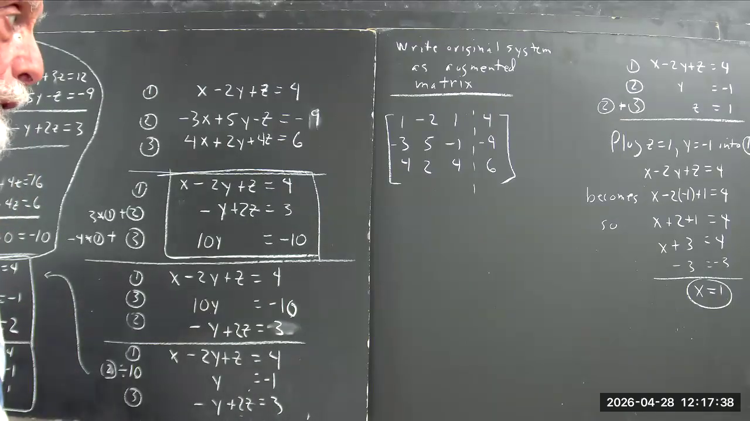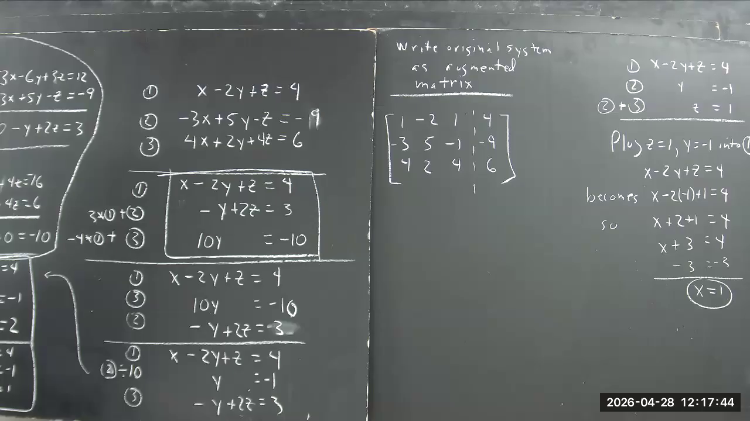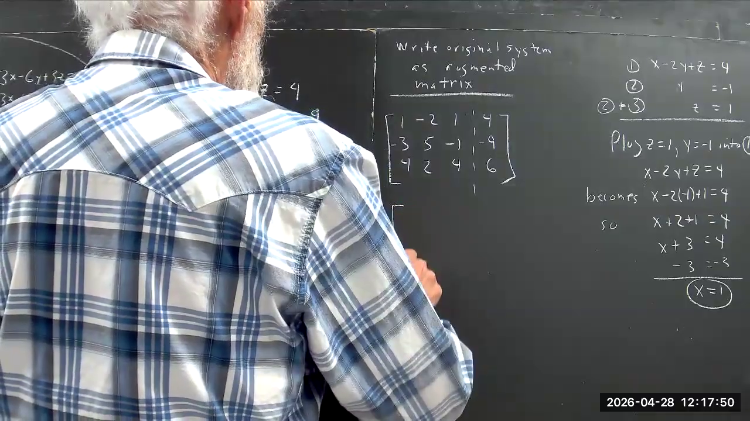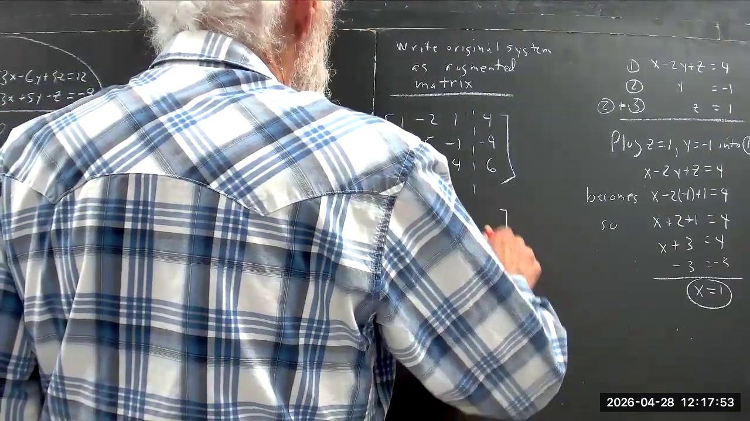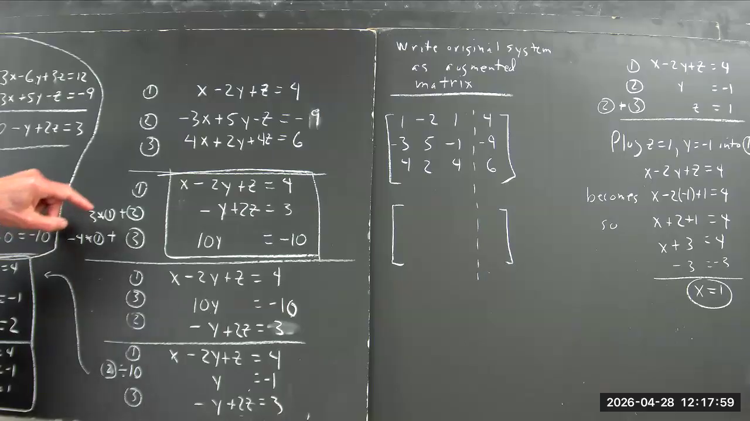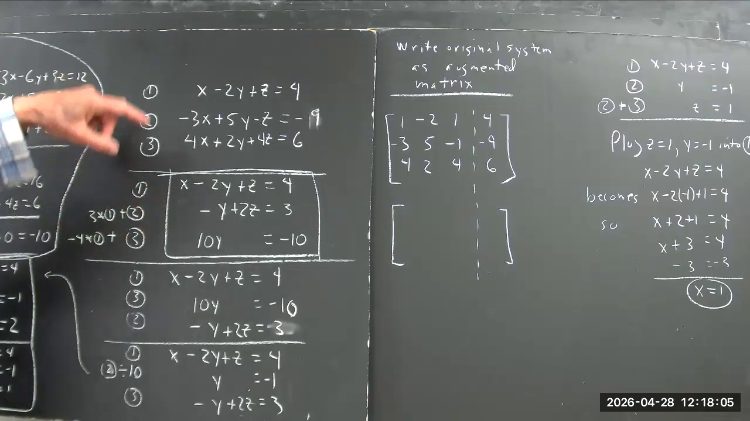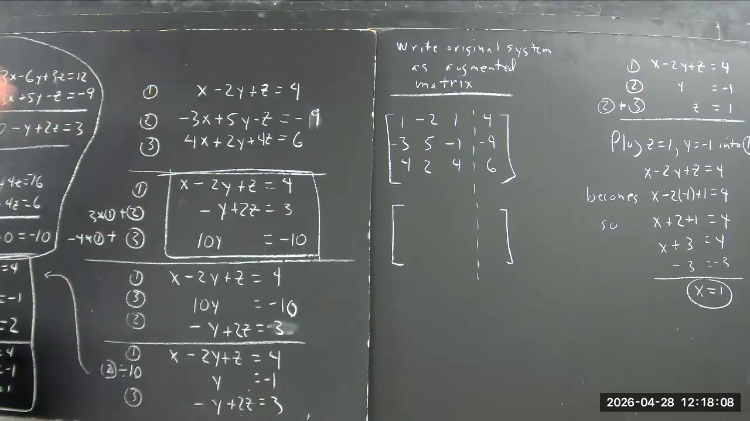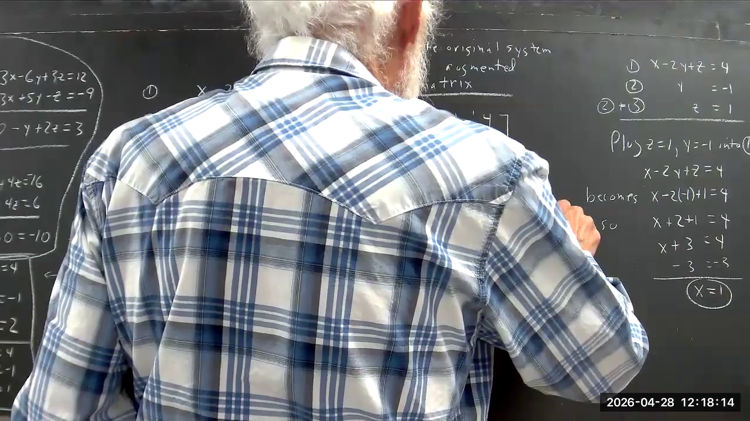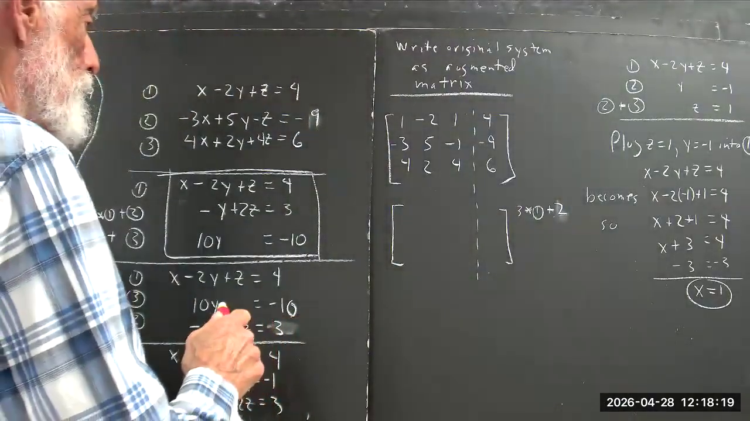Okay, so what are we going to do next? Well, we're going to follow the same steps that we followed previously. We're going to write the augmented matrix again. But what we're going to do is take 3 times the first row and add it to the second row, which is just like what we did when we added 3 times the first equation to the second equation. So we're doing 3 times row 1 plus row 2. Oh, sorry.